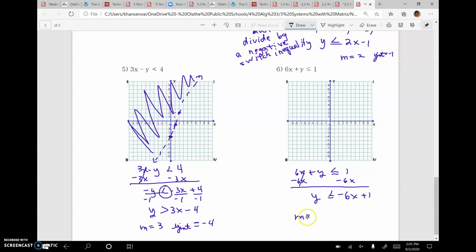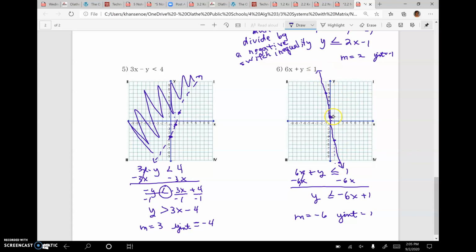My slope is negative 6. My y-intercept is 1. So I'm going to go up to 1. I'm going to go down 1, 2, 3, 4, 5, 6 to the right 1. Down 1, 2, 3, 4, 5, 6 to the right 1. You also can go up. So remember, you can go up 1, 2, 3, 4, 5, 6 to the left 1. Just move that negative. It's equal to, so that's a solid line.